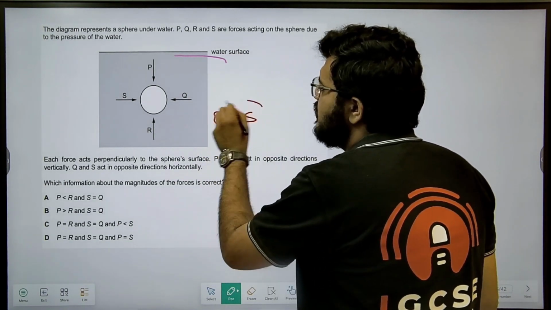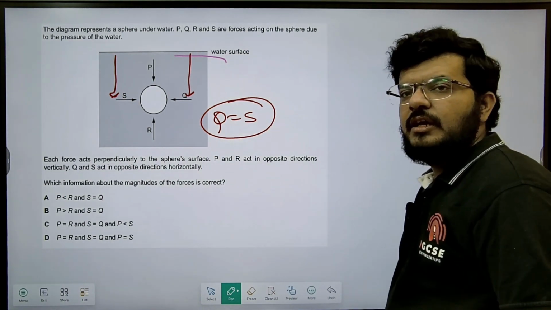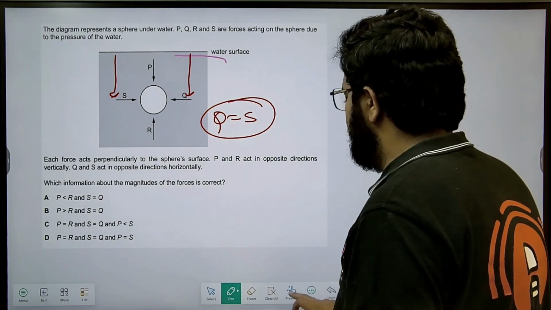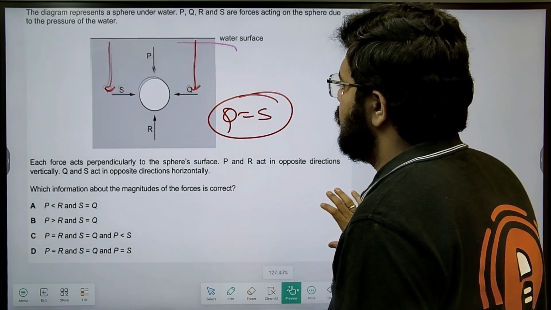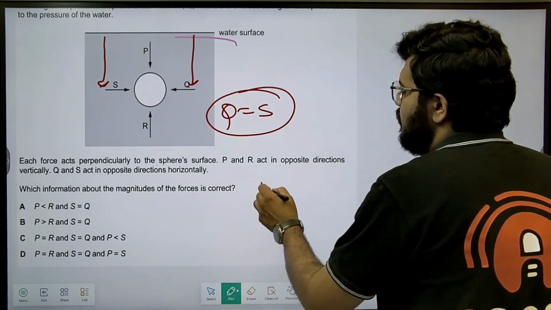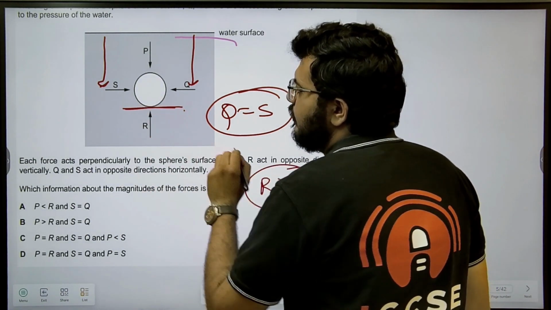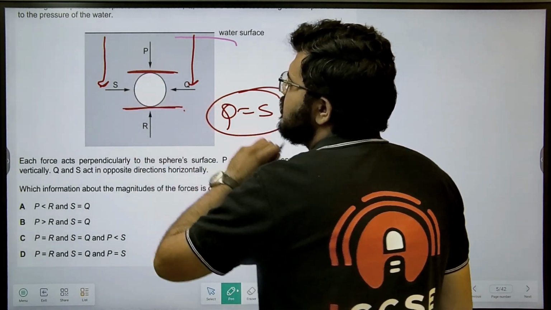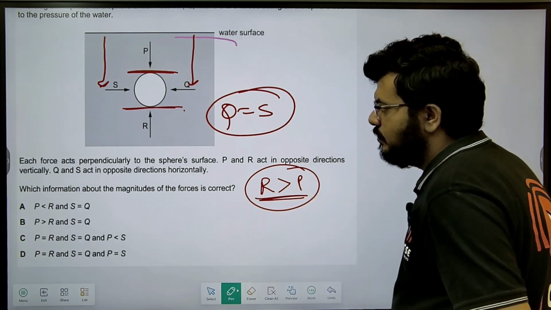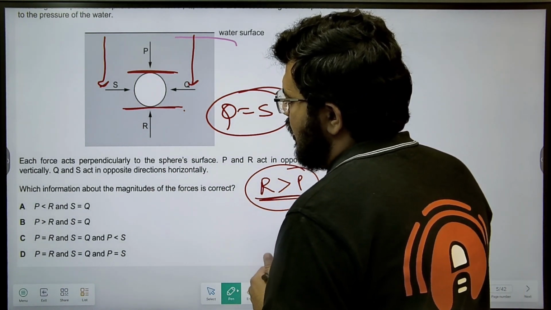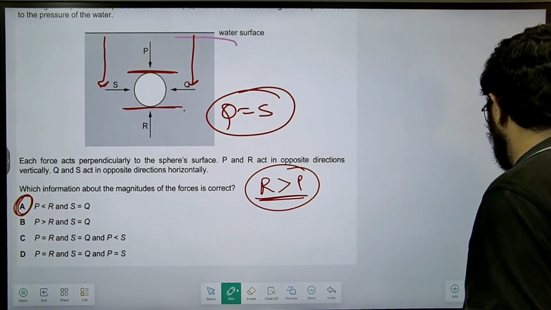So Q should be equal to S because at a certain height inside any liquid the pressure is equal. Now what should happen? See, P should always be greater than R. Sorry, R should always be greater than P, right? Why? Because this is at a deeper point in the liquid compared to this surface of the sphere. So R should always be greater than P and Q should be equal to S. R should be greater, and that is your first option itself, right?